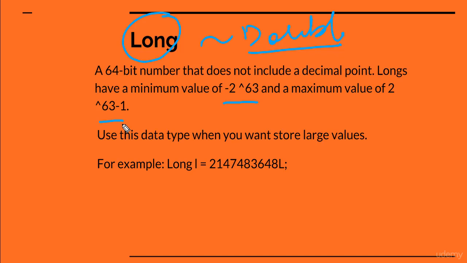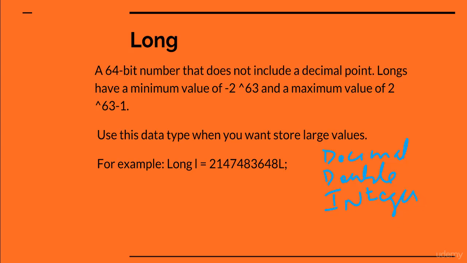So there are different occasions when you're going to use different data types. Let's say you have a small decimal number that you want to store, then you will go for decimal. If you have a large decimal number that you want to store, then you will go for double. If you want to store a small, simple number, then you will go for integer. If you have to store a large number without a decimal point, then you will go for long. So those are the four different data types. In order to avoid confusion, remember this.